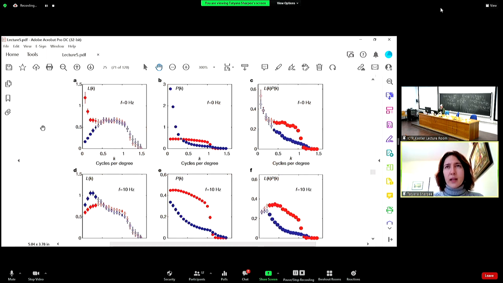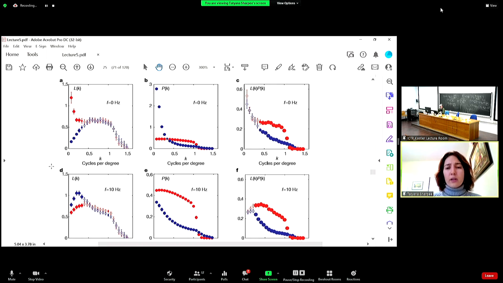So we discussed the information and water filling solution. And here are some examples of decorrelation. This is in the primary visual cortex, but you can see that the decorrelation happens at all stages of visual processing. So any questions?